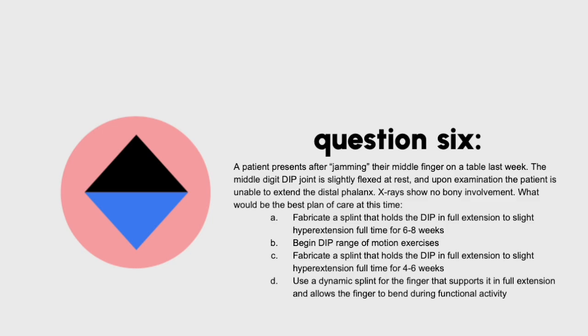Question 6, correct answer here is A. The pathology, the description here indicates mallet finger. Once you have that diagnosis, you know the answer. You're going to hold the DIP in full extension to slight hyperextension for 6 to 8 weeks full time. If there was bony involvement, like a bony mallet, you wouldn't want hyperextension. You would want normal extension, full extension.